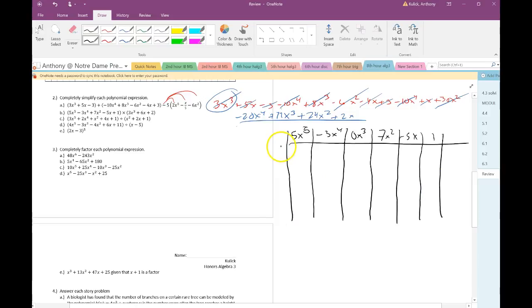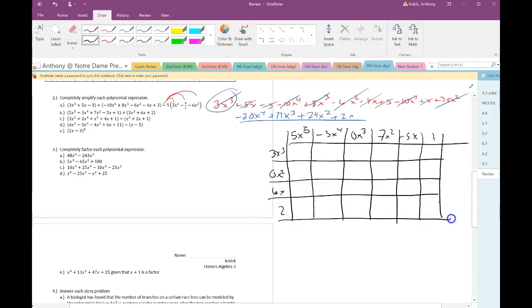And down the side, we're going to have 3x cubed, 0x squared. Ooh, almost forgot that one. 6x, and then a 2. So right away I can fill in my 0 columns and 0 rows. And then we'll just continue. 3 times 5 is 15. X cubed times x to the 5th is x to the 8. And so on and so forth.